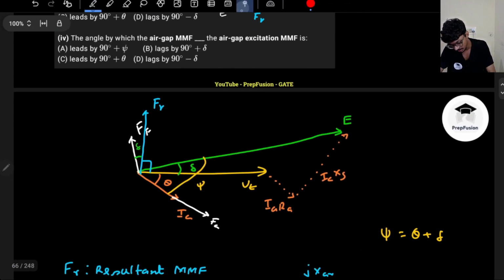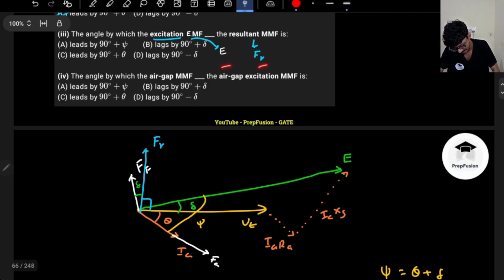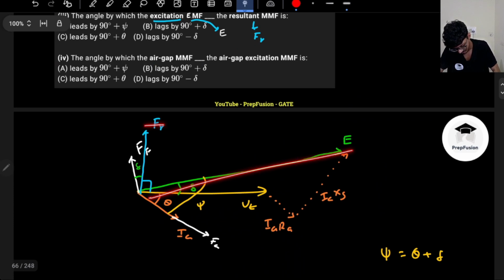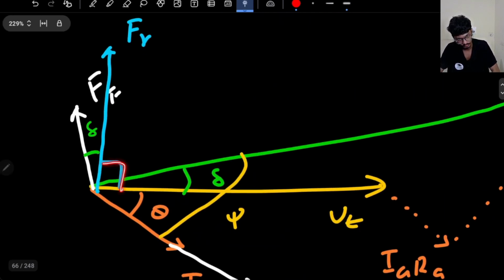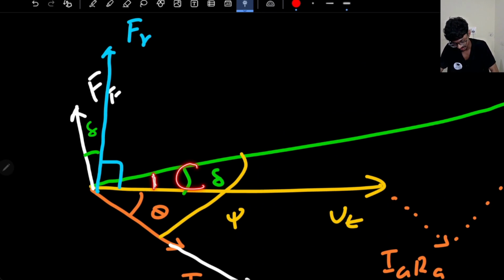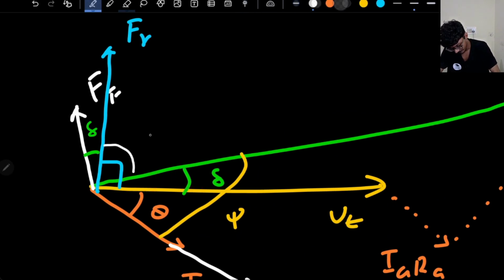So the angle between FR and E. E is here and FR is here. So this whole angle is 90, right? So what will be this angle? Basically, this little angle is delta. So this angle will be 90 minus delta.